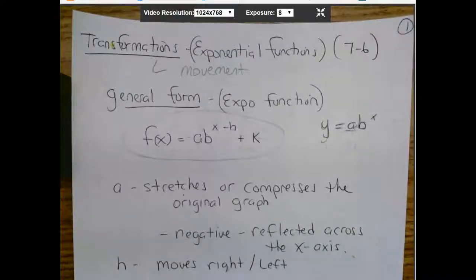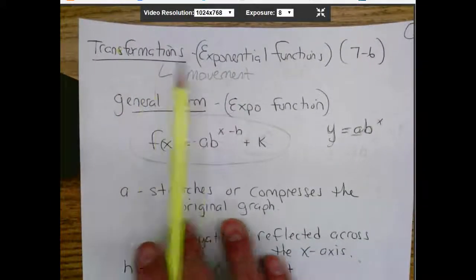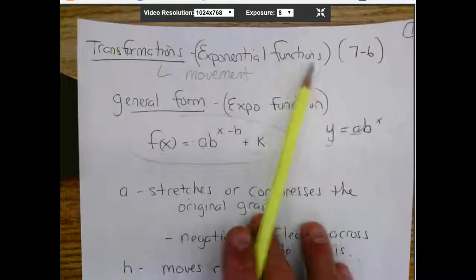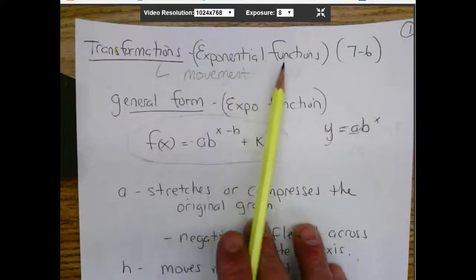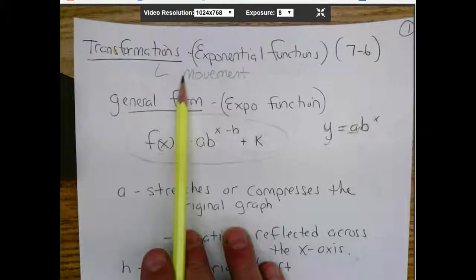Alright, this is our next notes in Algebra 1. It's going to be on transformations. We've been looking at exponential functions, and we've been looking at exponents and radical expressions, and now we're going to kind of move these little exponential functions around.